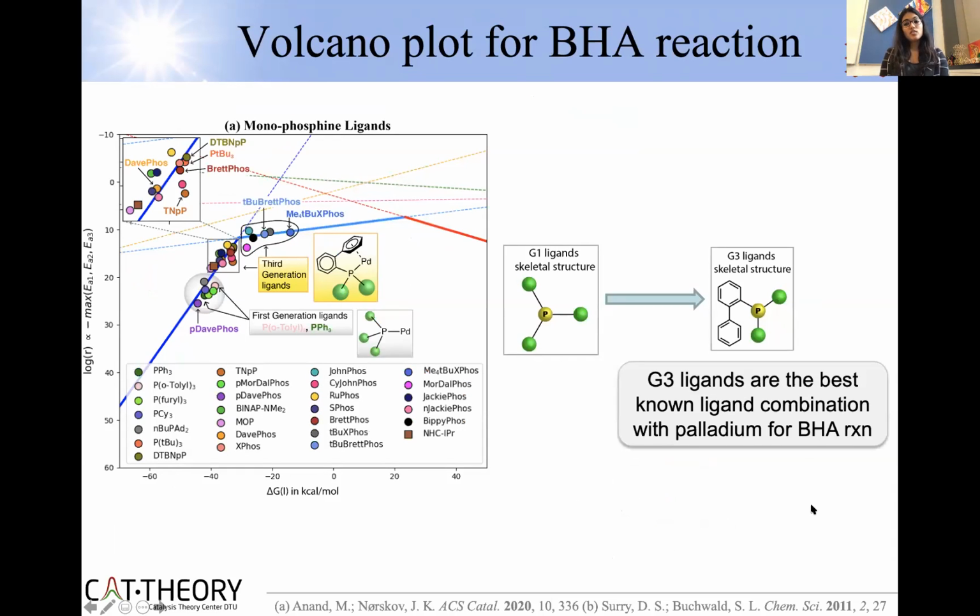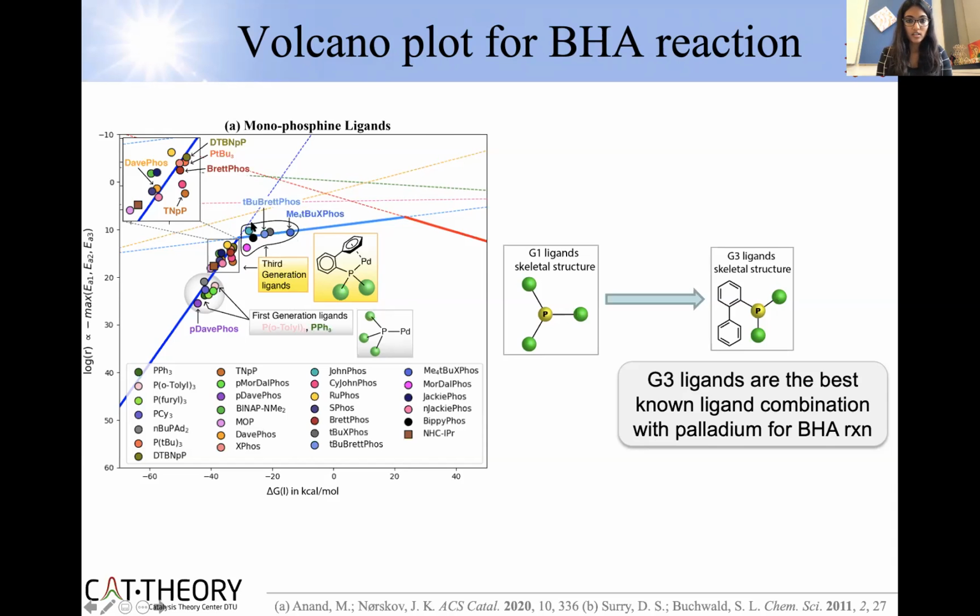And then lastly come the generation 3 ligands, and the way they differ from the generation 1 ligand is that there is a biaryl group as a third substituent on the phosphorus atom. Generation 3 ligands, also known as the Buchwald ligands, are the best known ligands that we have for the Buchwald-Hartwig amination reaction. You can see that the generation 3 ligands, the yellow box, are the best. In fact, these yellow labeled ligands are some of the best that we have for primary amines for this particular reaction.